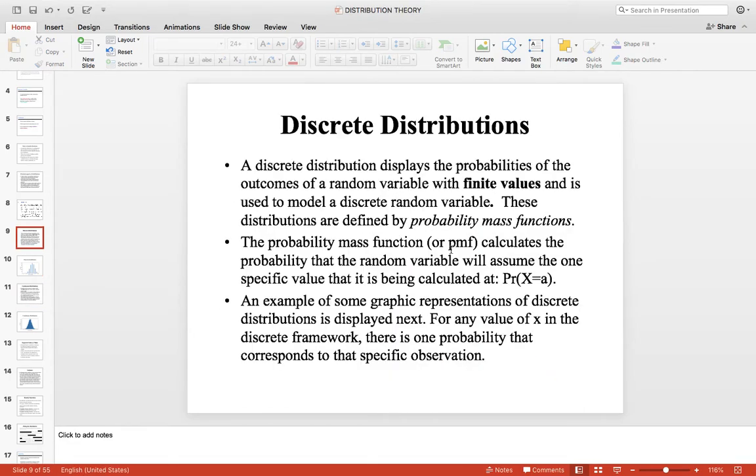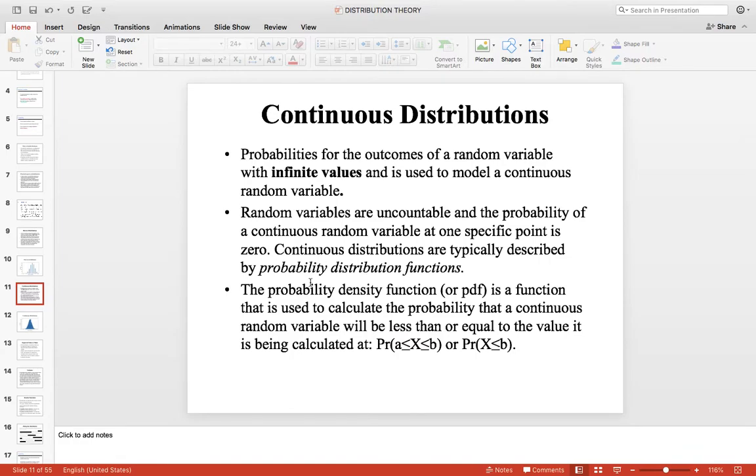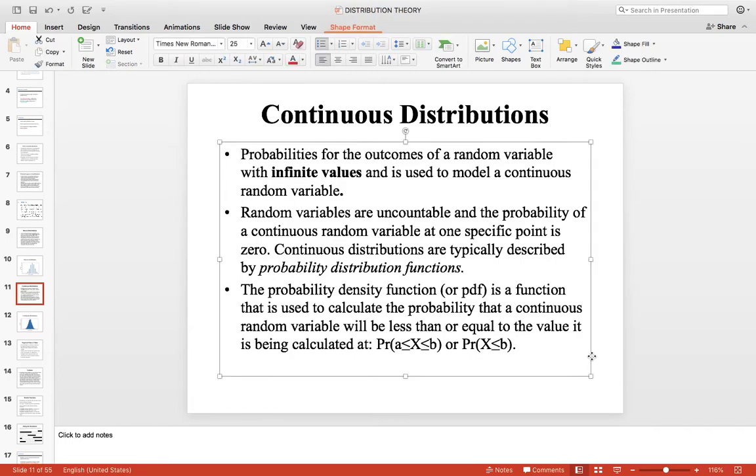Here it is a probability mass function. Here it is a probability distribution function. The probability distribution function characterizes the continuous distribution. The probability density function is a function that is used to calculate the probability. It's used to calculate the probability that a continuous random variable will be less than or equal to the value that is being calculated. In other words, the probability that x will lie between a and b, the probability that x will be less than b. So this is what is called a probability density function.